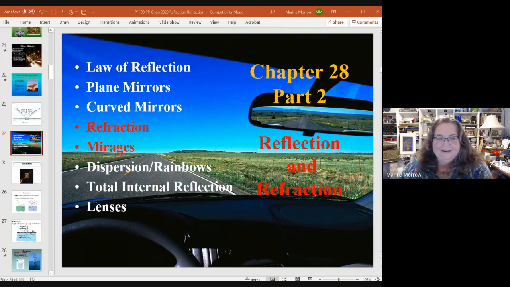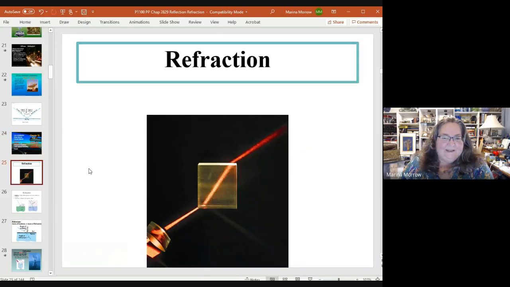Let's look at part 2 of chapter 28. We're going to be looking at refraction and mirages. Anyway, so let's look at refraction. So this block sort of tells the whole story. So let's just examine this block.